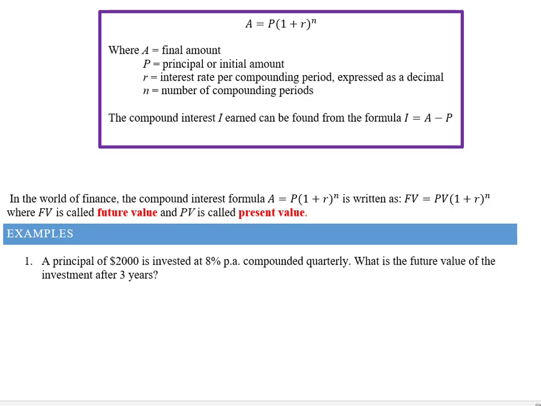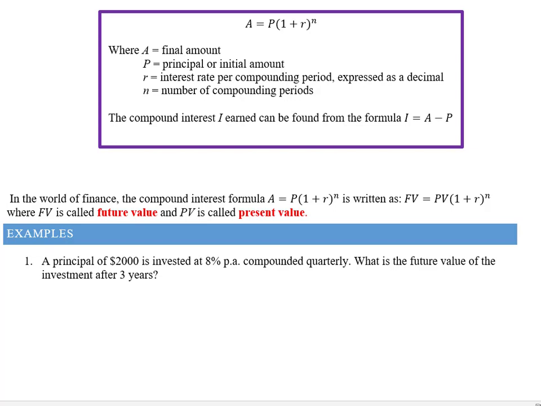Compound interest. So what we have here is a compound interest formula. A, which is the final amount of an investment, is equal to the principal, 1 plus R, which is my interest rate, all to the power of n, which is the number of time periods. Now, the difference between compound interest and simple interest is that in compound interest, you're getting interest upon your interest.